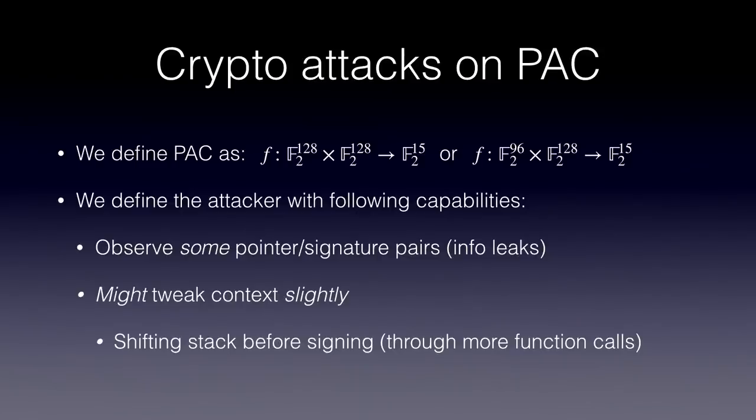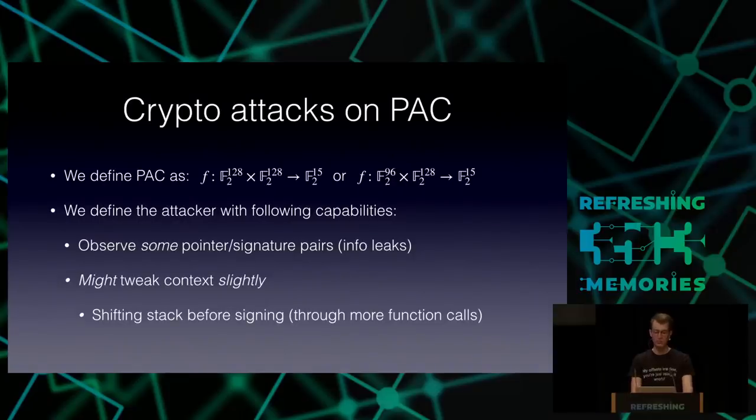So why is that? Just so you know, the next few slides are gonna bore you with some math, but it's not too complex. If we define PAC as a function which takes a 120-bit input and a 120-bit key and maps it to a 15-bit output, or we can more realistically define it as a function which takes 96 bits input with a 128-bit key, because we have a 48-bit pointer, because the other bits we can't use because that's where we store the signature. And we're most likely using the stack pointer as a context, so that one will also only use 48-bit pointers, 48 bits. So then we have PAC as a construct.